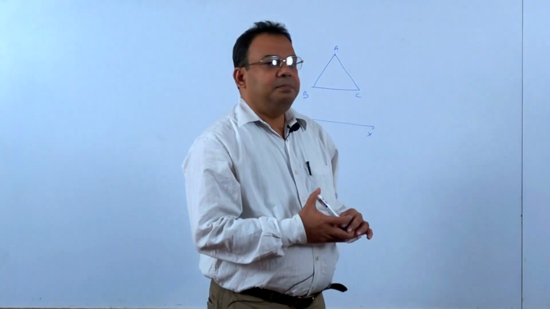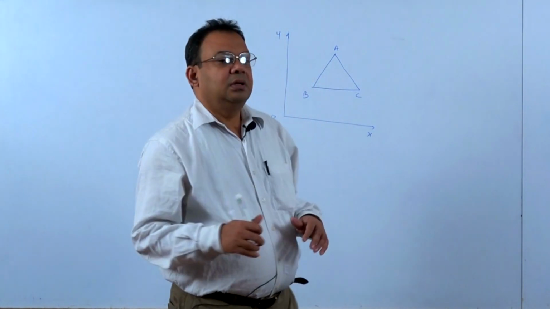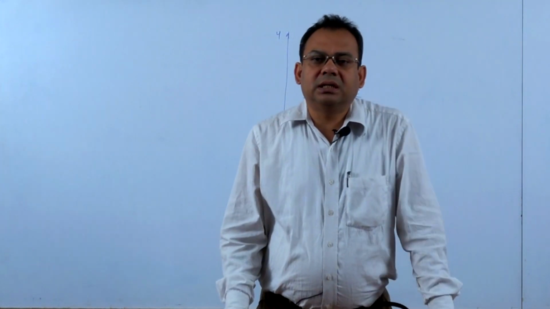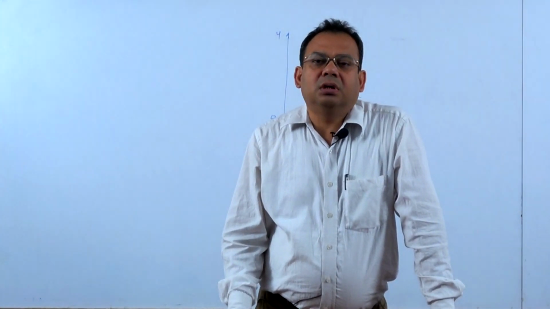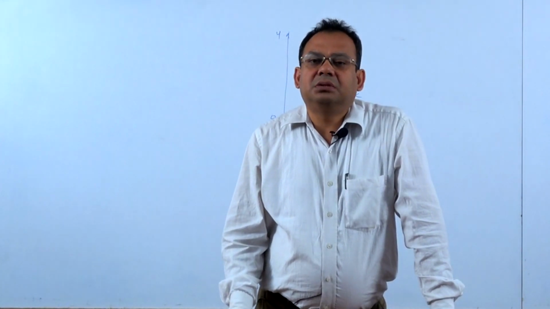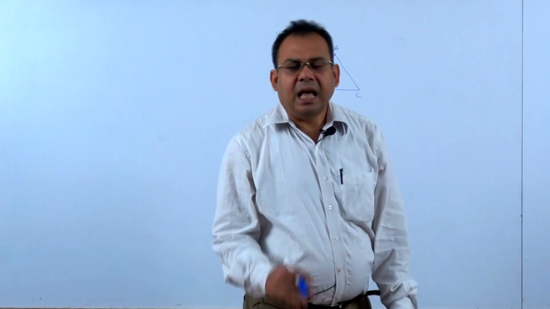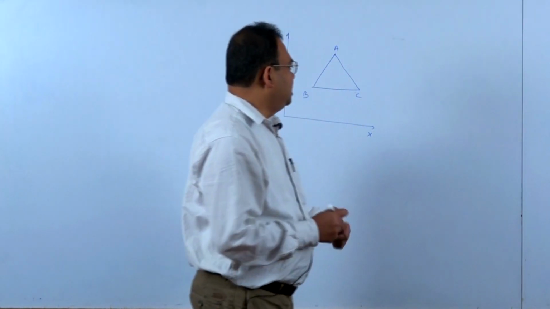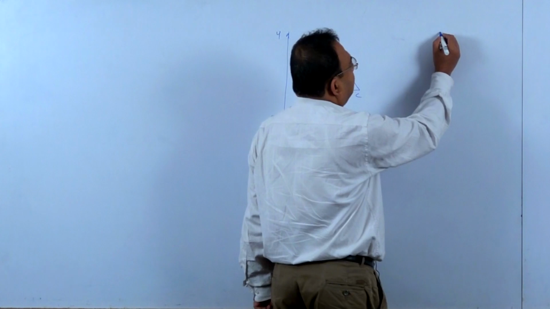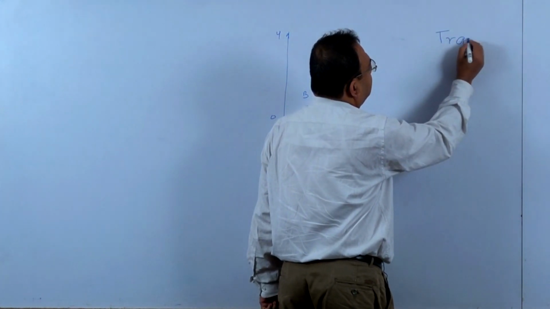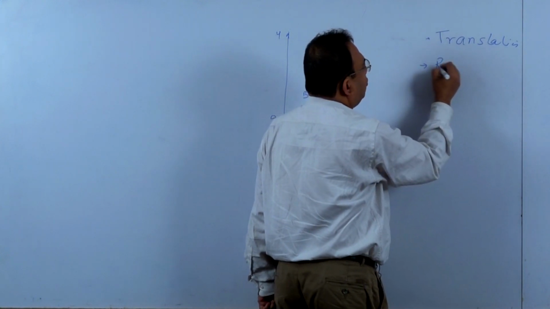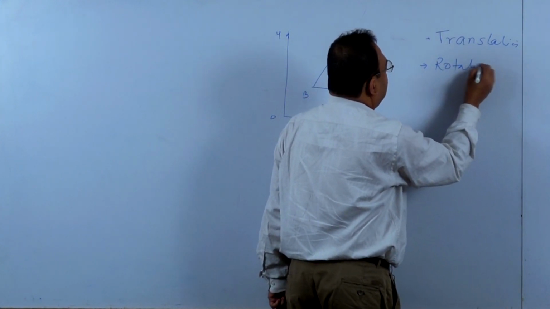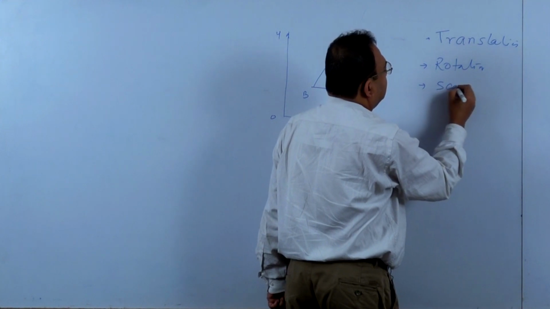There are many applications where there is a need for resizing the shape of the object as well as the position of the object or the size of the object. For this purpose, we need 3 basic transformations and the combinations of these 3 basic transformations. These are translation, rotation and scaling.